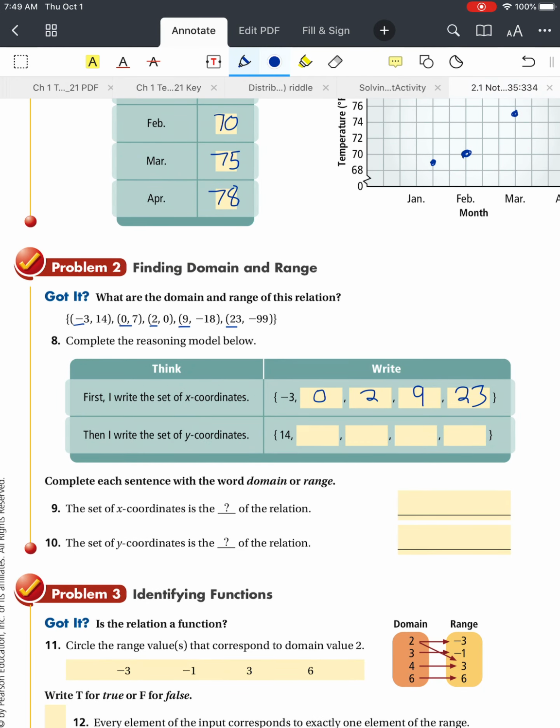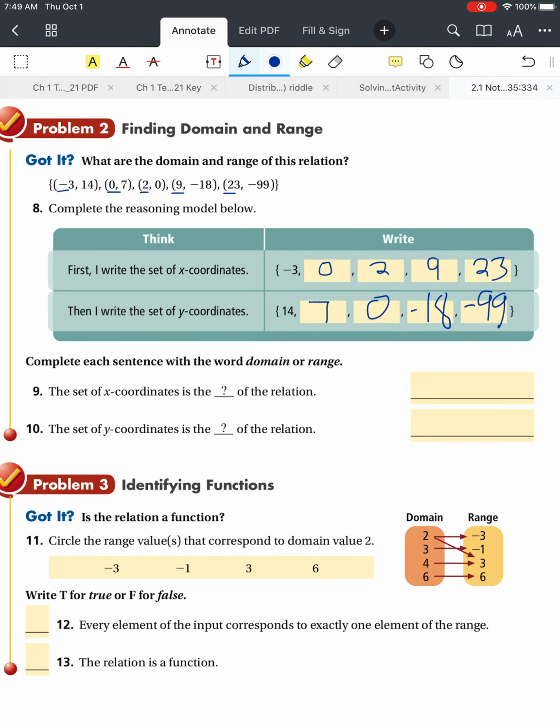Now I'm going to write all the y coordinates. Are they in order? No, but it looks like they already put 14 first, so they already messed up going least to greatest, so it doesn't matter. It's not a big deal. I'll just go in the order that I see them: 7, 0, -18, and -99. Oh, I guess it's in order of biggest to smallest. That's okay. Okay, completed sentence. The set of x coordinates is the, said a few times probably already, domain. That's domain, just by definition. And the set of y coordinates is the range.